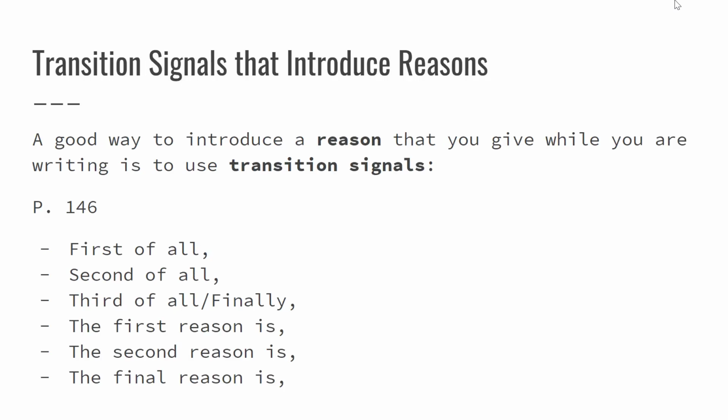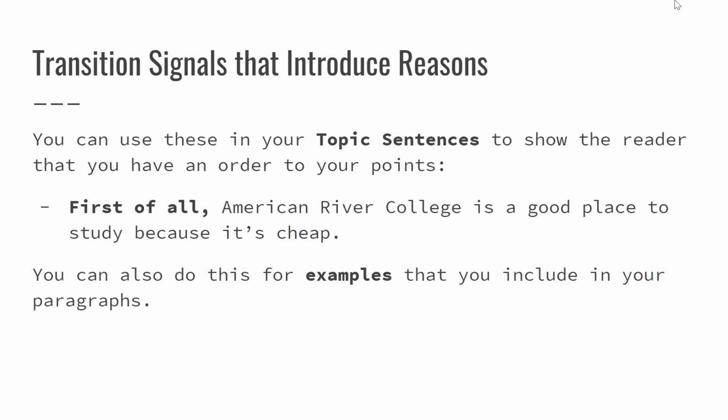A good way to introduce a reason that you give while you're writing is to use a transition signal. If you look at page 146, you'll see several different transition signals that we are using. First of all, second of all, third of all or finally, or the first reason is, the second reason is, the final reason, or the third reason is. You can use these in your topic sentences to show the reader that you have an order to your points. So for example, you would say, first of all, American River College is a good place to study because it's cheap. You can also do this for examples that you include in your paragraphs.